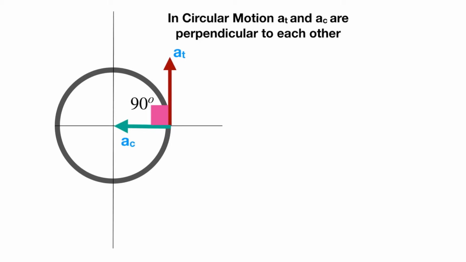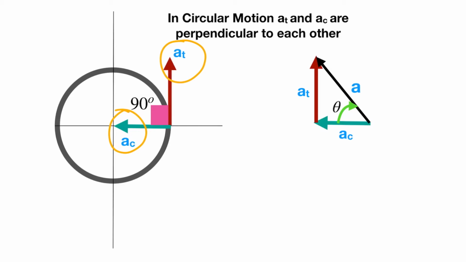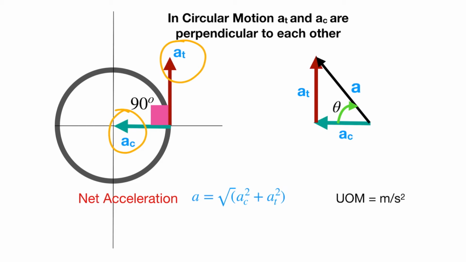In circular motion, the tangential acceleration is always perpendicular to centripetal acceleration. Both these accelerations are perpendicular to each other. The net linear acceleration of circular motion is given by the vector sum of centripetal acceleration and tangential acceleration. Here, the magnitude of the net acceleration a is equal to the square root of ac squared plus at squared. And the direction of net acceleration is given by tan theta equals at by ac. Here, theta is the angle between a and ac.